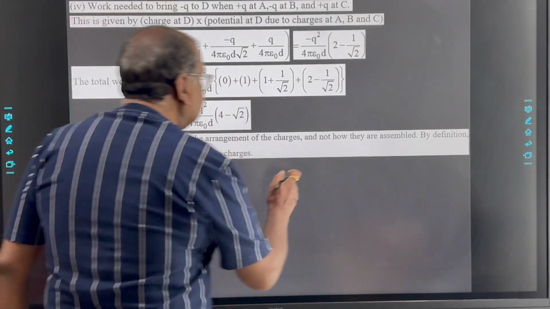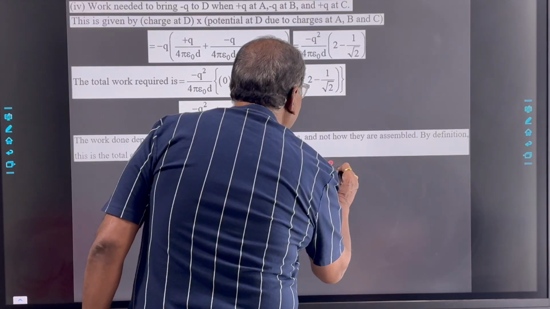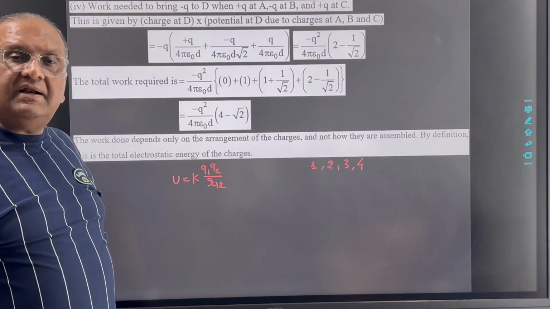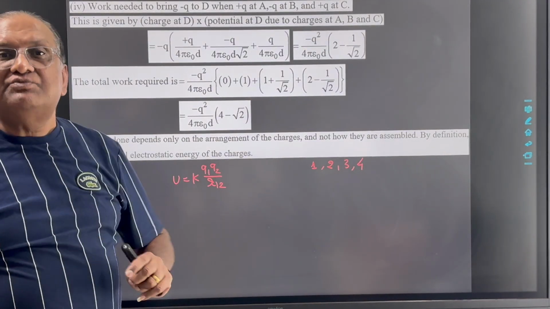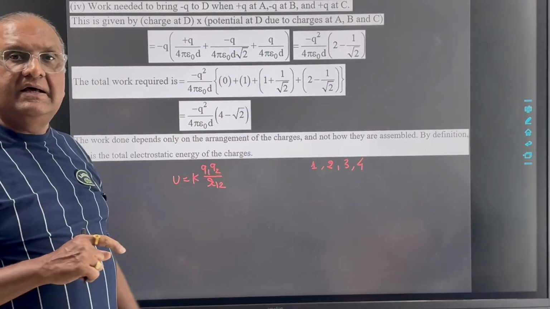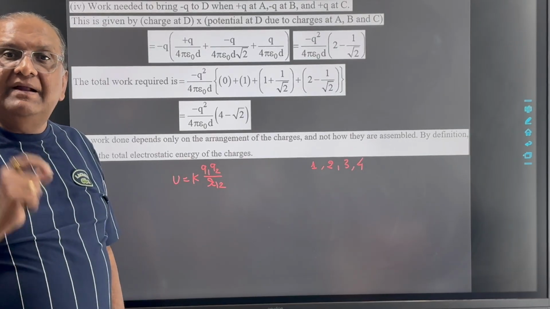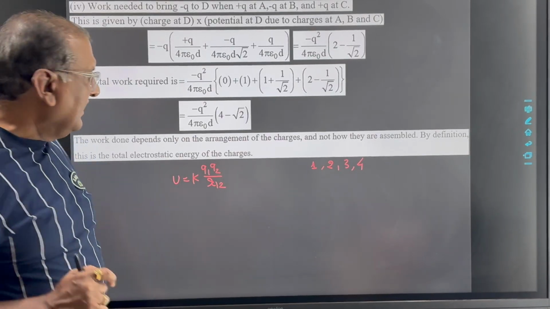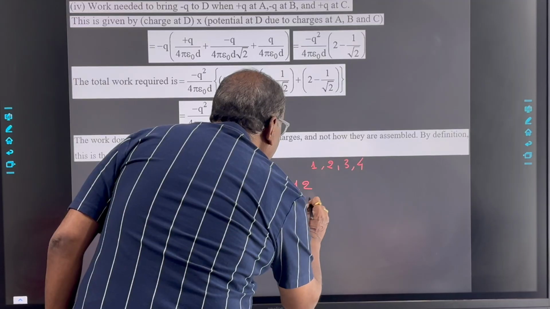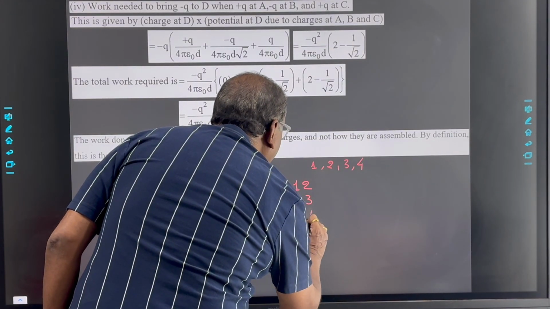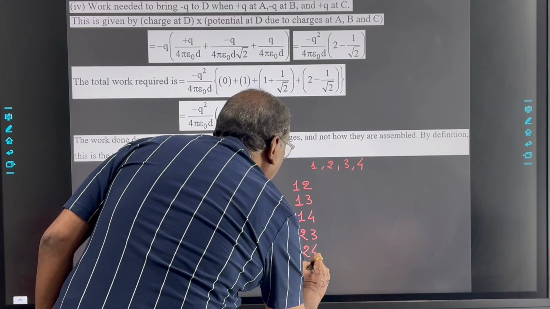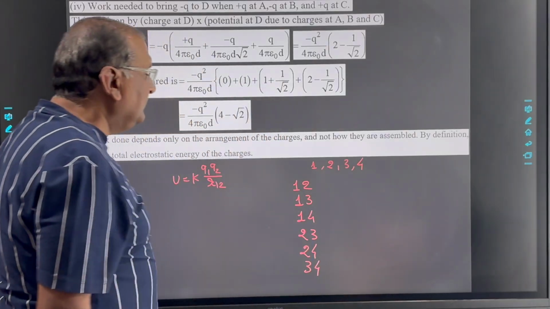So when we have a system of four charges, 1, 2, 3, 4, suppose we have four charges, then here we can directly solve this problem. In MCQ, you can do this thing. You have to consider the possible number of pairs here. See how? First we take the pair 1, 2, then 1, 3, then 1, 4, and after that we take the pair 2, 3, then 2, 4, and then 3, 4.